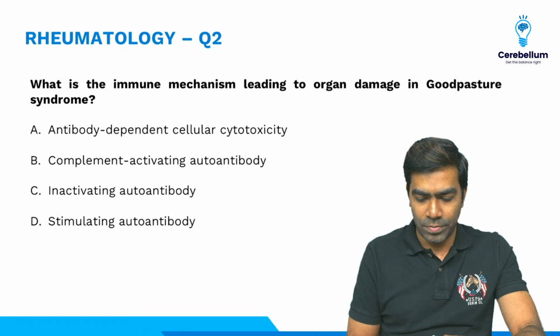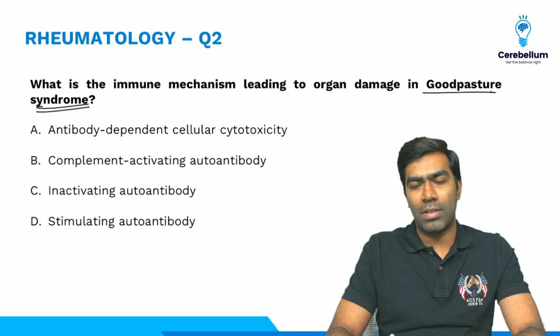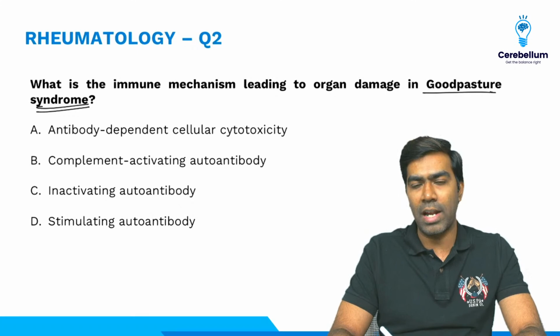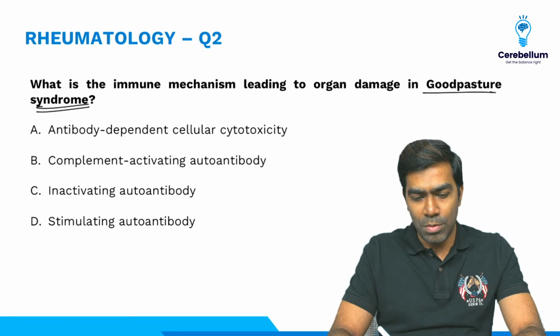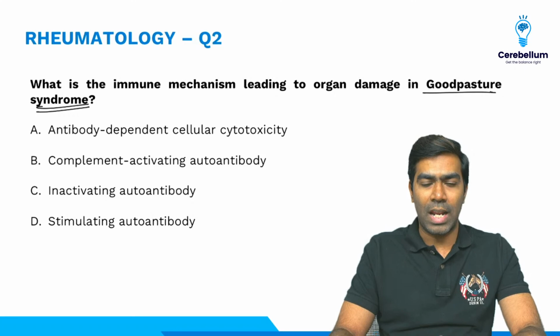What is the immune mechanism leading to organ damage in Goodpasture syndrome? We know the background problem is Goodpasture syndrome, where you're going to have anti-glomerular basement membrane antibodies, anti-GBM antibodies. So which of the following is the immune mechanism that is going to result in Goodpasture syndrome? Antibody-dependent cellular cytotoxicity, complement-activating autoantibody, inactivating antibody, stimulating antibody. What is your answer? So what's your take?